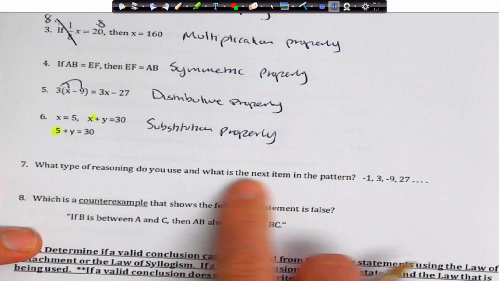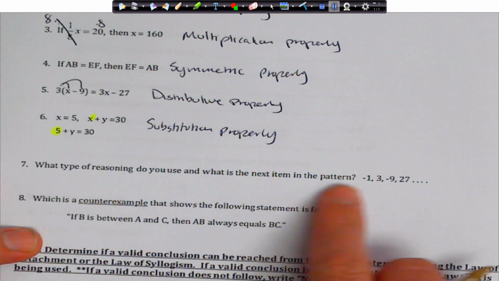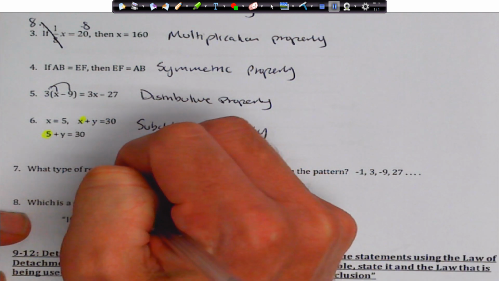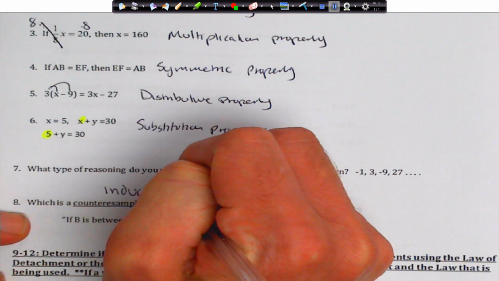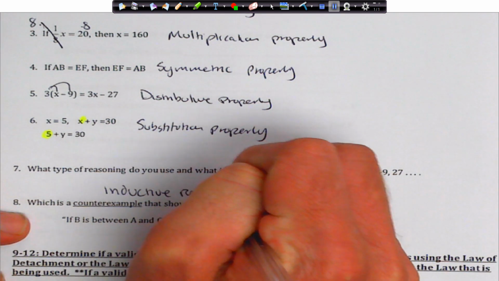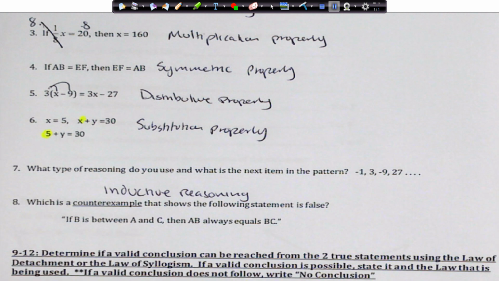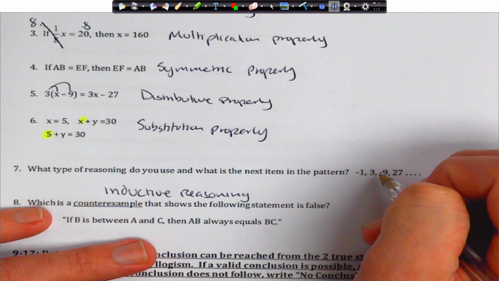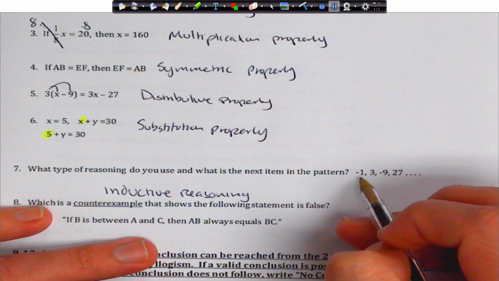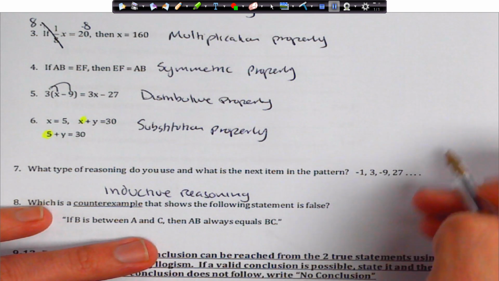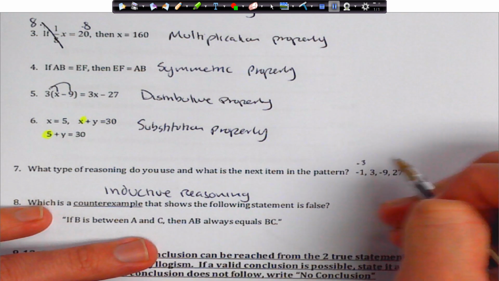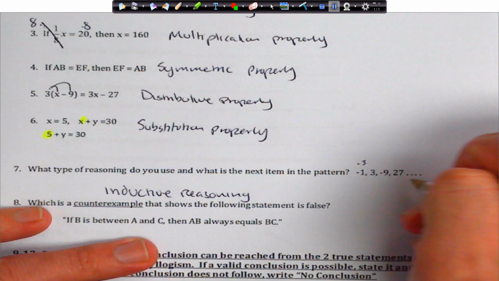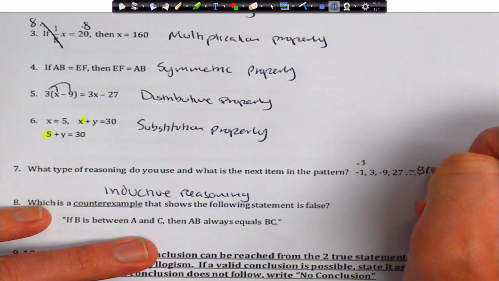What type of reasoning do you use, and what is the next item in the pattern? So whenever we're looking at patterns, we're talking about inductive reasoning. Inductive reasoning is reasoning based upon patterns. Deductive reasoning is using facts. Okay, so it looks like we're multiplying by 3, but then maybe we're multiplying by -3 each time. So 27 times 3 is 81, but this one should be a -81.